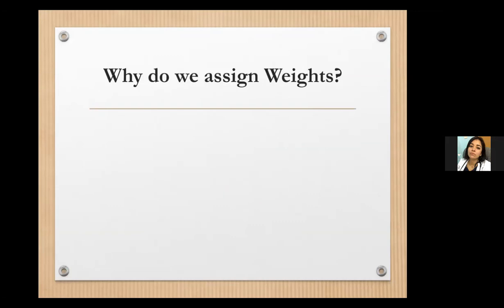We assign weights to the studies to know which study is more significant or has more part in our whole meta-analysis, or to know which one is more responsible for the whole meta-analysis we're creating. So by the weight we know which is more responsible, but we add the weight depending upon what?